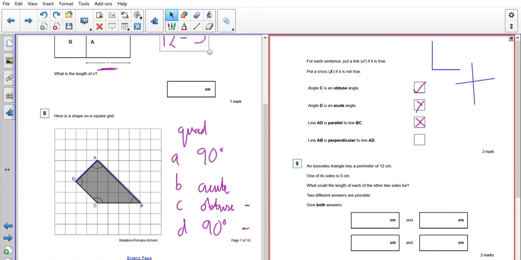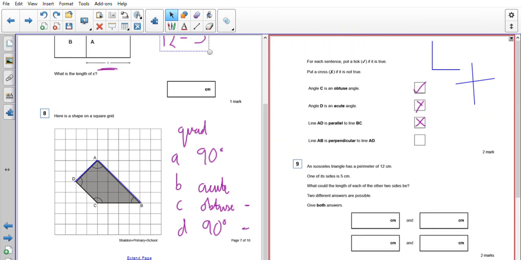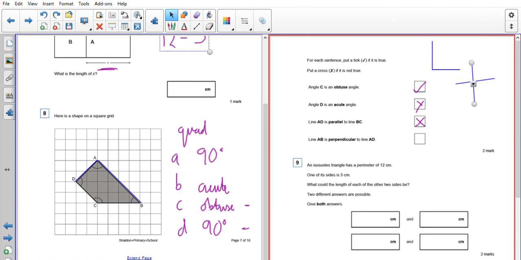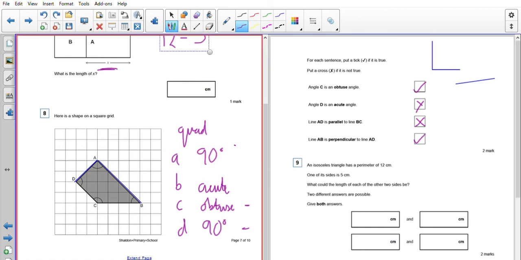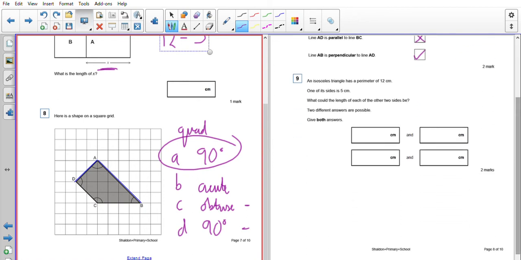Now, if that's the case for these, then what we will have is perpendicular lines. So if AB is perpendicular to AD, they're going to make 90 degrees. We know that because I've already said that A is a 90-degree angle. Okay, question 9 here is just on a single page.